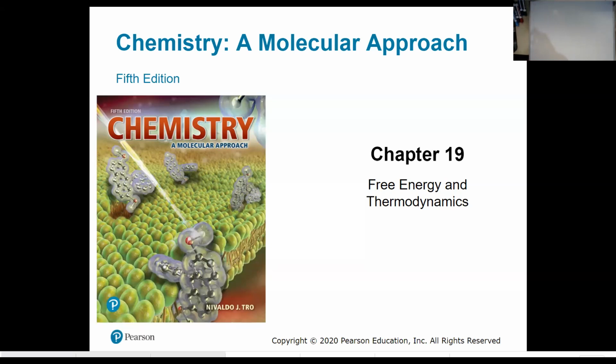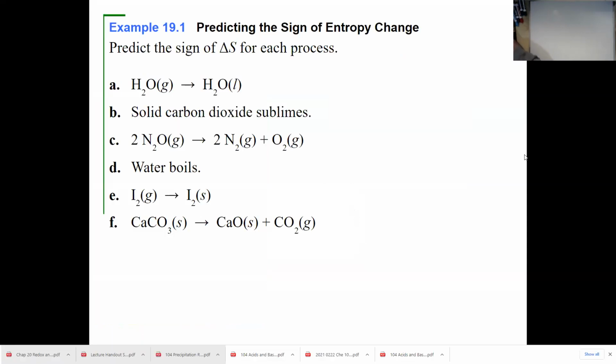Okay, so today we're going to look at some chapter 19 problems. This chapter deals with entropy, free energy, and revisits some thermodynamics. And the beginning of the chapter starts with some questions on deciding whether entropy is increasing or decreasing for the processes that are listed below.